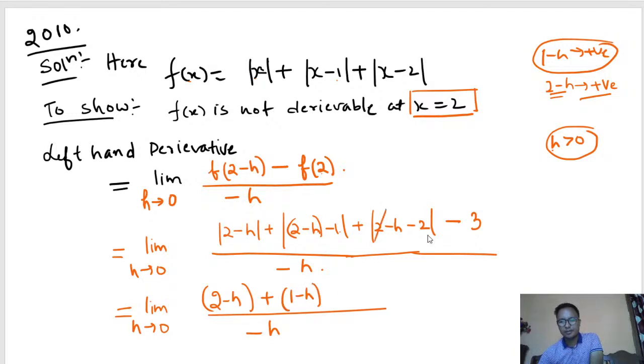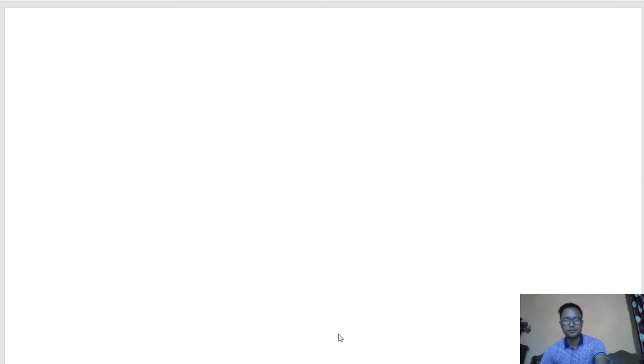Now how about modulus of minus h? Modulus is always a positive number. Minus h is a negative number, but its modulus will be h, and then minus 3. All right, yeah, go next.